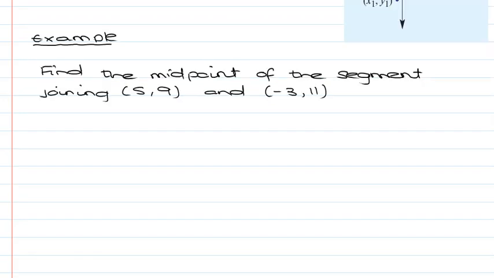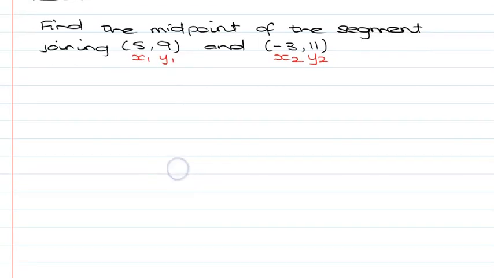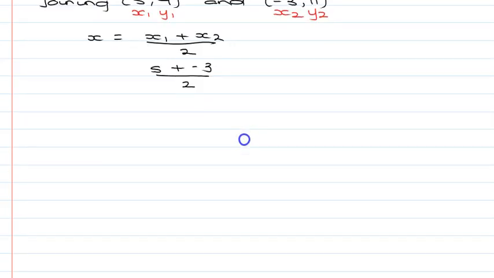Let's do an example. Okay, so we're going to find the midpoint of the line segment joining these 2 coordinates. So the first coordinate I'm going to call x1, y1, and the second coordinate I'm going to call x2, y2. And it's just a case of averaging out the x coordinate for the first bit. So let's look at x first. So the x part of the coordinate was add the 2 coordinates together and divide by 2. So adding 5 and -3 together gives us 2, divided by 2 gives us 1.